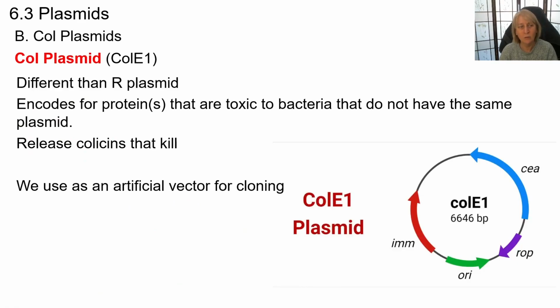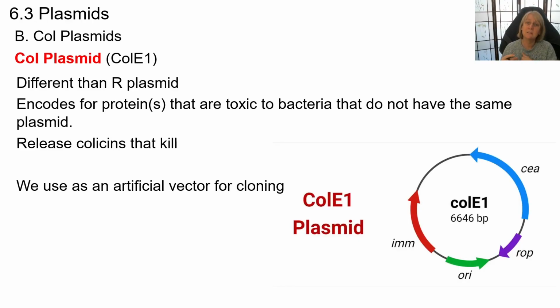The COL, or Col plasmid, is a little different than the R plasmid. It encodes for proteins that are toxic to bacteria that don't have the same protein or plasmids. It actually releases a compound, a protein called colicins. They kill the bacteria if they don't have this plasmid already.